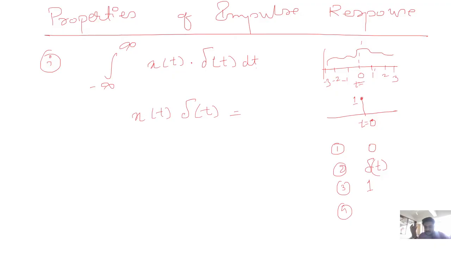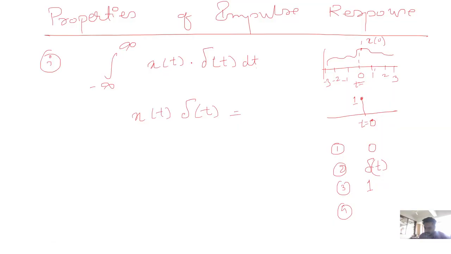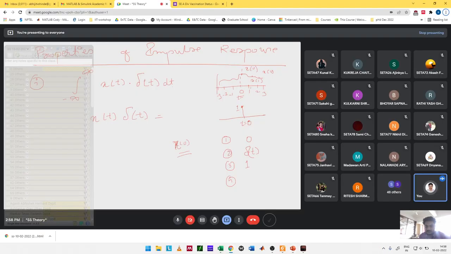This is nice that you are thinking this. Understand this, this point I can represent as x of 0, the value of signal x of t at 0. I hope I'm clear. This is x of 1, this will be x of 2, and so on. I am multiplying this, this is 1, so 1 multiplied by x of 0, I am going to get x of 0. Do you agree with me?